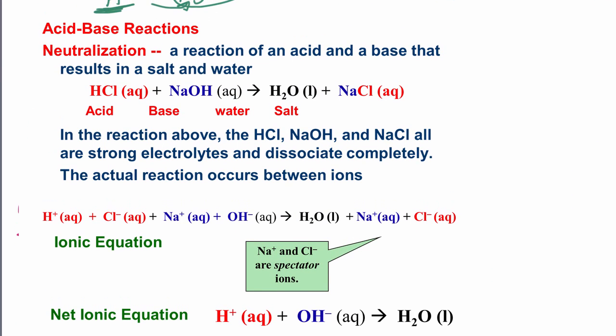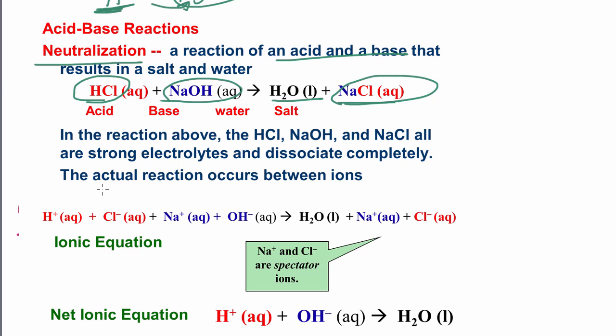Acid-base reactions. We're going to talk about neutralization, which is the reaction between an acid and a base, and the products are water and a salt. Notice here that hydrochloric acid, sodium hydroxide, and sodium chloride are strong electrolytes. That means they're completely dissociated in water.